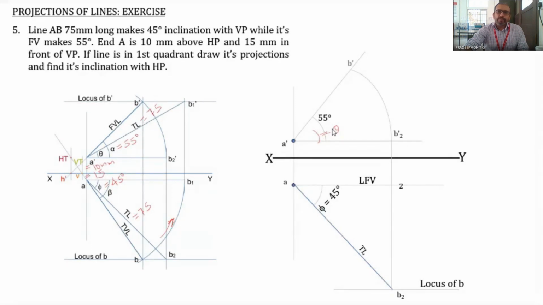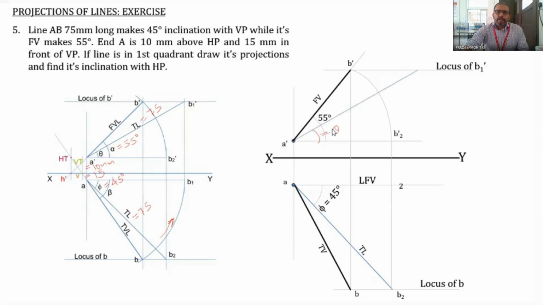So B1 dash, B dash will be obtained. And then from B dash, we drop a projector to get the point B. So A and B as well as A dash and B dash will be the top view and front view respectively.